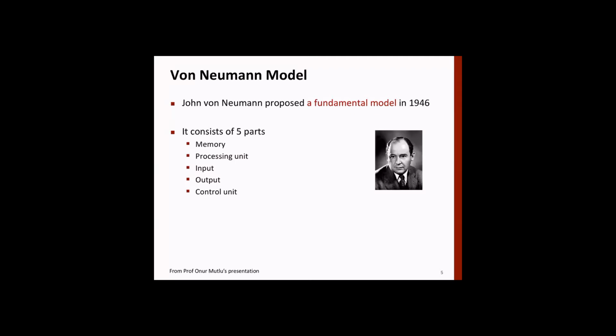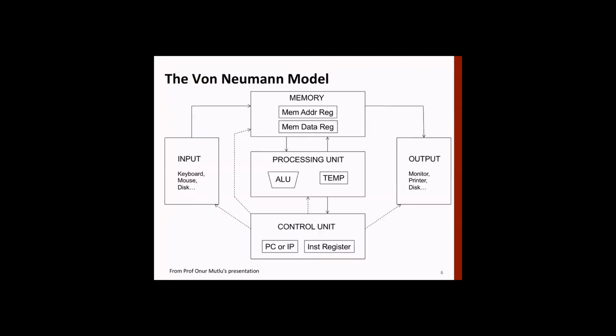Okay, now this is Professor John von Neumann. All right, this is a model here. Okay, so you can see that it has 5 parts, right? First is memory, shown here. Okay, then we have processing unit where instructions are executed. Okay, then input unit and output unit and control unit. All right. Okay, the memory is a very important part.